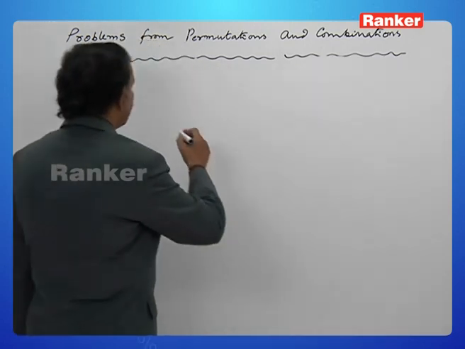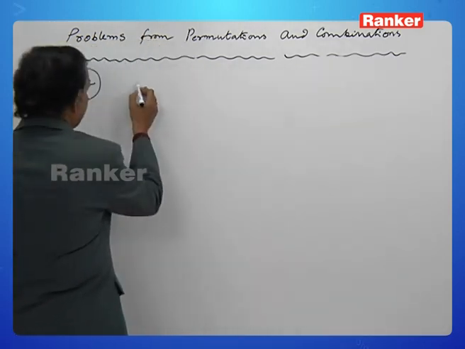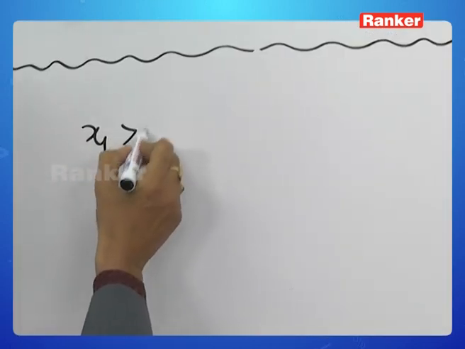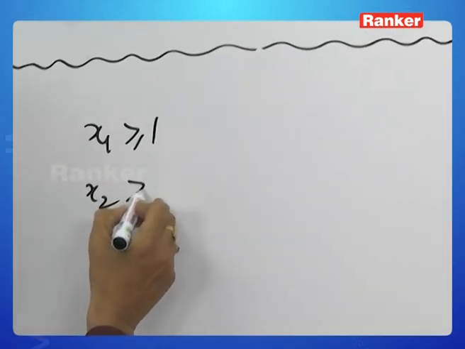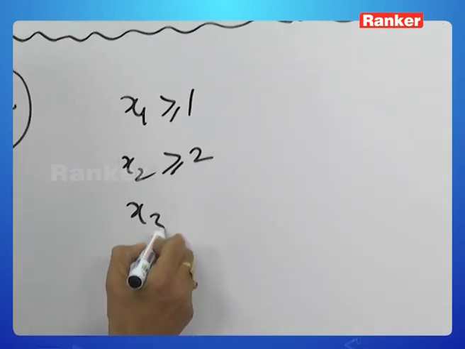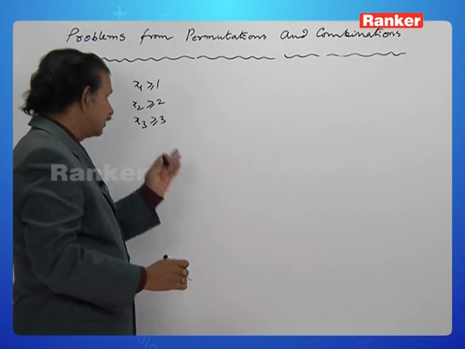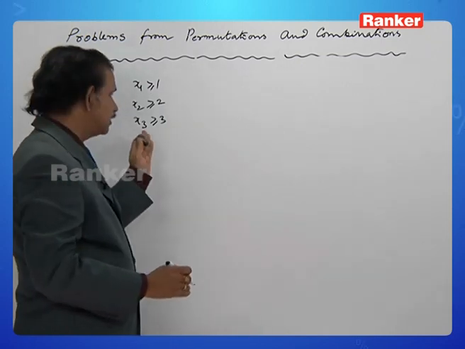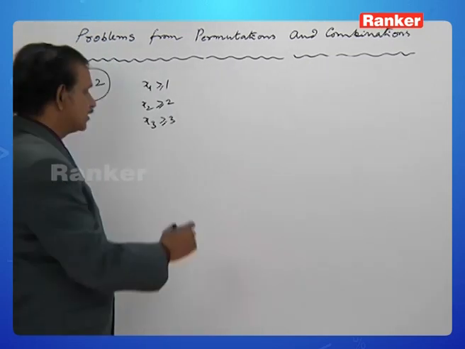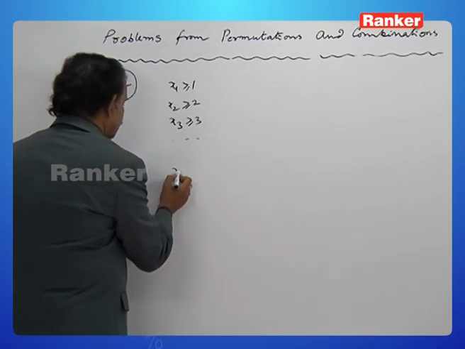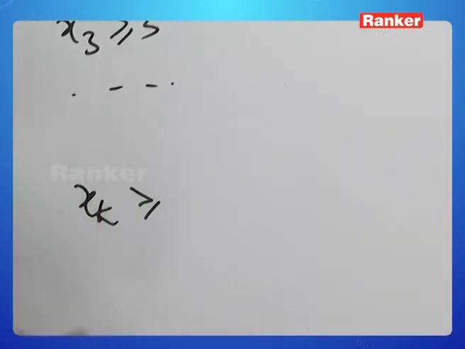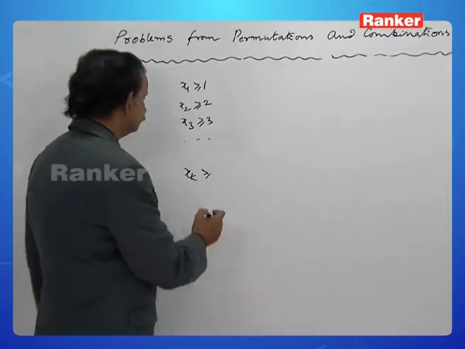You see, what is the restriction given on the variables? x1 is greater than or equal to 1, x2 is greater than or equal to 2, x3 is greater than or equal to 3. Like that, if you proceed, xk is greater than or equal to k.